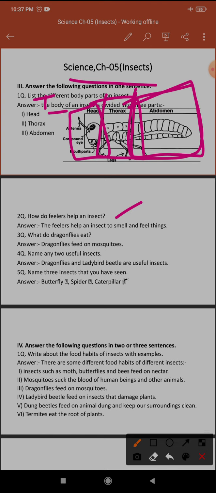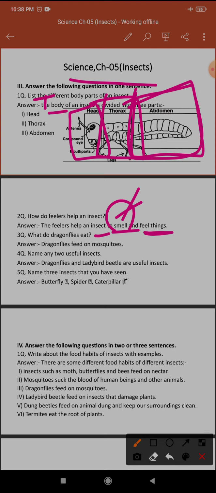The feelers help an insect to smell and feel things. In humans, which organ do we use to smell? Which body part? We use the nose to smell, and with the help of skin we can feel. Okay, what do dragonflies eat?